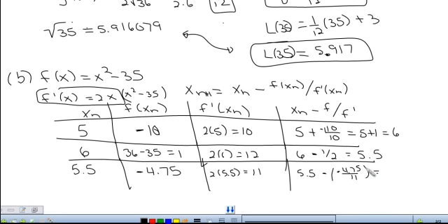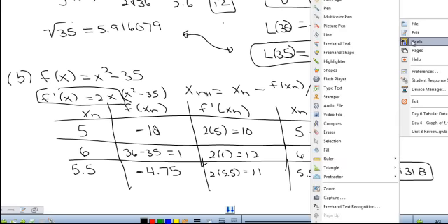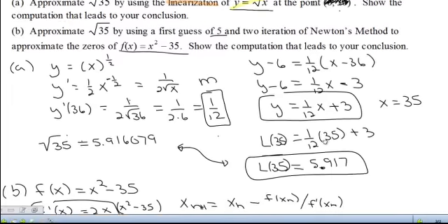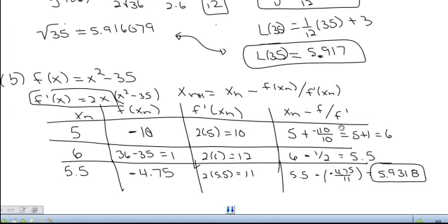So my new guess would be 5.9318. Make sure, how many iterations did they want me to do? They wanted me to do 2. So I did 3 just because 5.5 wasn't close to my actual value. So if I do 3 iterations, I get 5.9318.